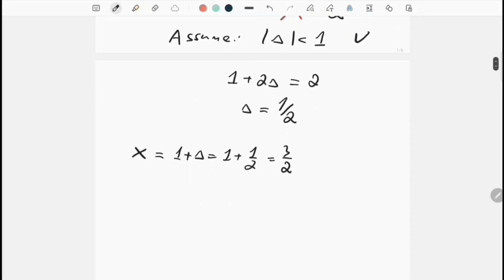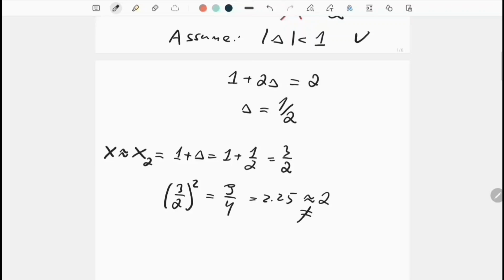Now, let's check the square of this number. We'll have that 3 over 2 squared equals 9 over 4, and this is 2.25. Now, this is very close to 2, so this is approximately equal to 2, but it's not exactly equal. So that means 3 over 2 is not the exact solution, so we cannot write that x equals 3 over 2. Let us instead denote this as x2, and x is approximately equal to x2, which is 3 over 2.